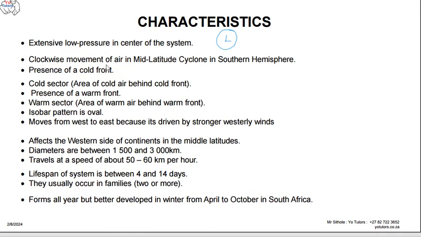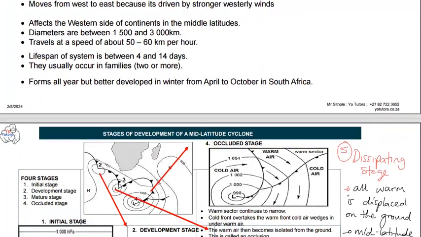So they always have an L in the center, and that shows that it's a low pressure system. Then another thing, there's clockwise movement of air in the southern hemisphere, and anti-clockwise in the northern hemisphere. So the air circulation is clockwise in the southern hemisphere and anti-clockwise in the northern hemisphere. Now, presence of a cold front, we'll talk about that. The cold front is just leading cold air. We need the cold sector. We also need the presence of warm air, the warm front. These are shown here. We can just have a look.